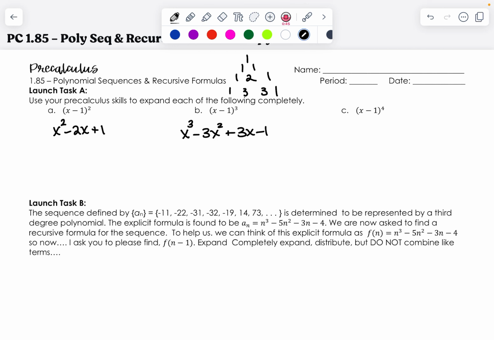Notice it's going to alternate. And this is going to be 1, 4, 6, 4, 1. So that's x to the fourth minus 4x cubed plus 6x squared minus 4x plus 1. So it's really, really quick if you remember and can use Pascal's triangle.